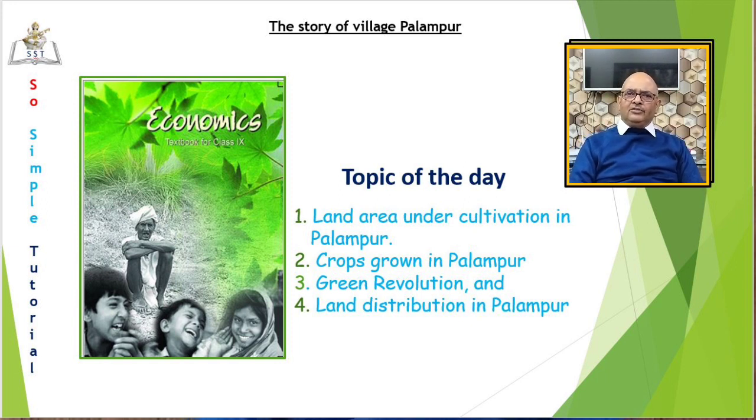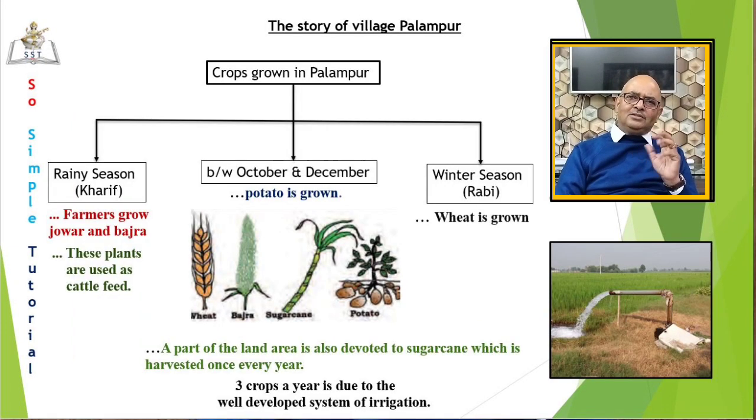Land area under cultivation is fixed in Palampur. It is said that there has been no expansion in the land area under cultivation since 1960. Whichever land that could be converted to the cultivable land is done. Now there is no scope of bringing any new land under cultivation. In Palampur, all land is cultivated. No land is left idle. They make use of every bit of land available to them. Understood? Okay.